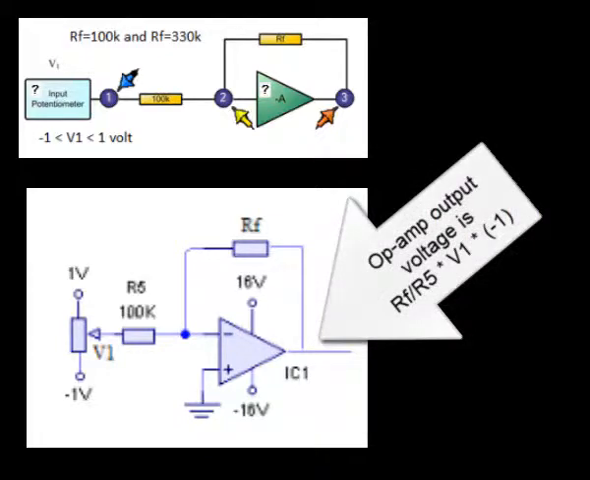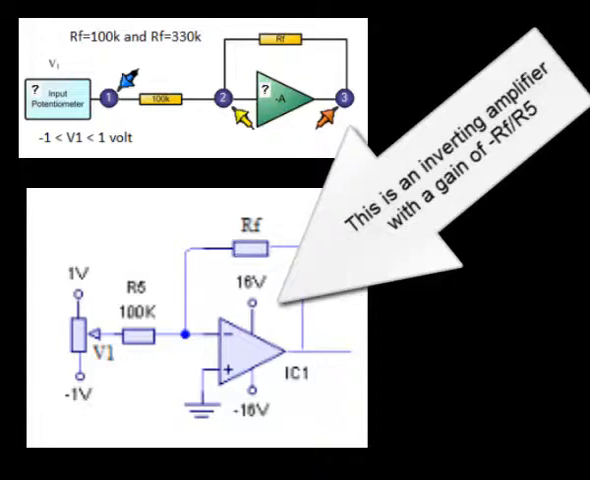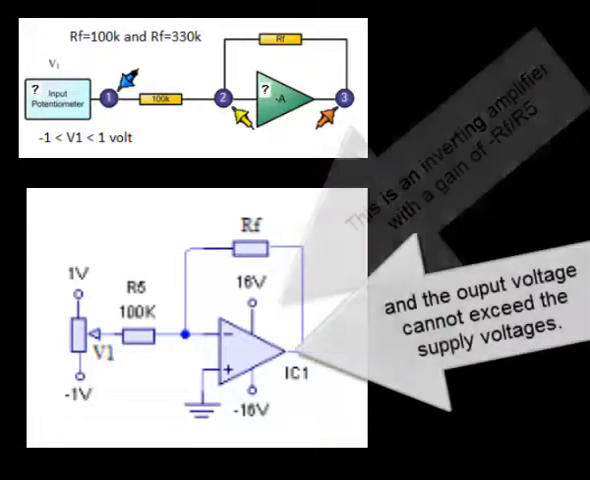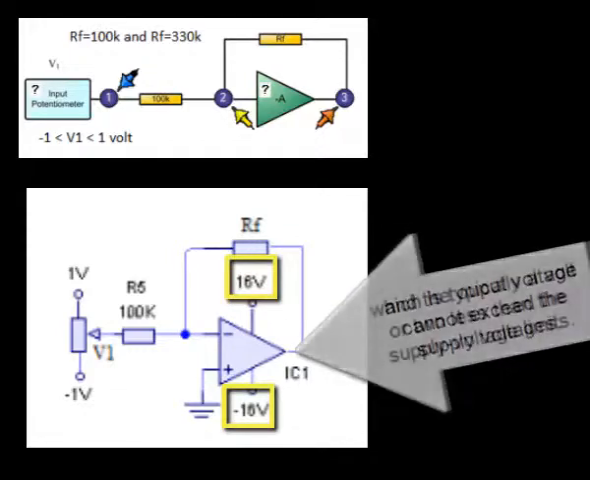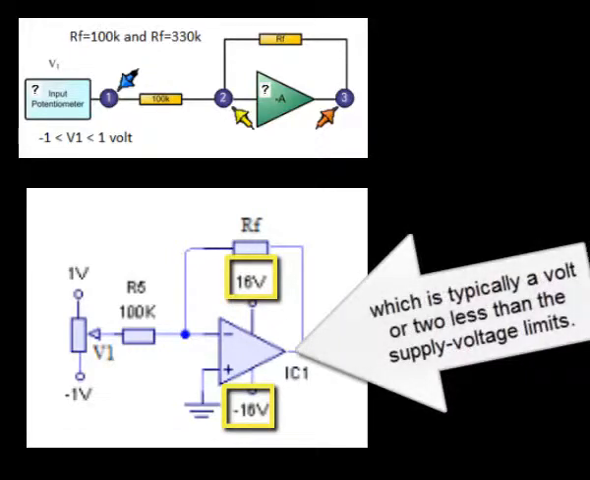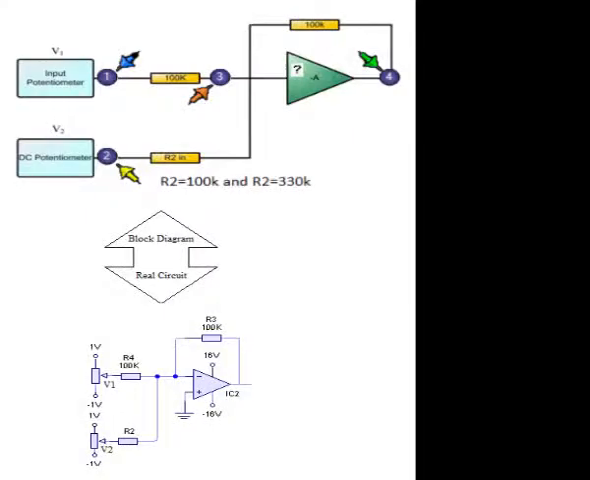Op-amp output voltage is RF divided by R5 multiplied by V1 multiplied by -1. This is an inverting amplifier with a gain of negative RF divided by R5. And the output voltage cannot exceed the supply voltage limits, which is typically a volt or two less than the supply voltage.